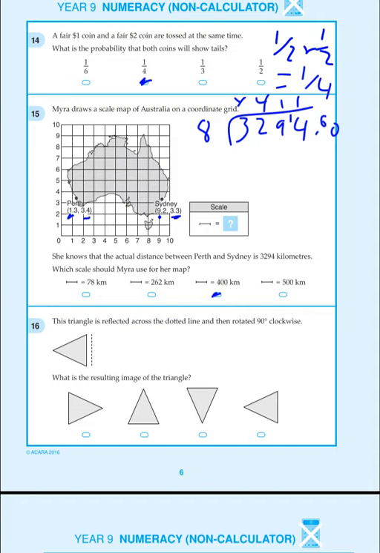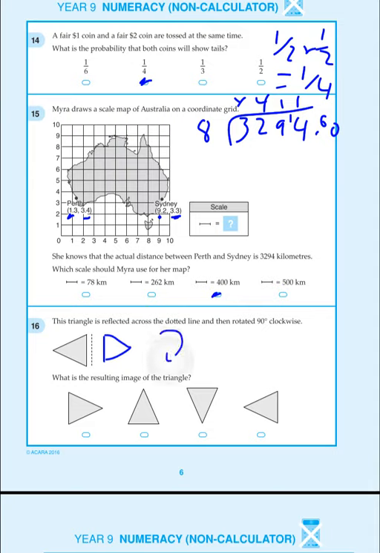Question 16, the triangle is reflected across the dotted line, so it'll look like this. Of sorts, sorry about my bad drawing. A vertical line and going out to the side. Geez, let's get rid of those real bad drawings. So, vertical line. There we go. And then it says it's rotated 90 degrees clockwise.